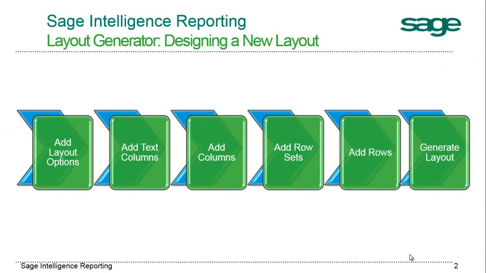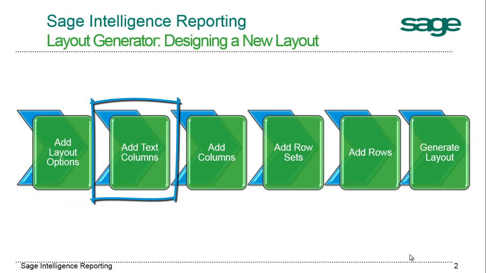In Excel, go to the BI Tools tab and select the New Layout option. The Layout Generator will open. Select the Layout options. Layout options act as filters for your report data and include information such as your company name and your fiscal year detail. Once you've set your layout options, you can then add your text columns.